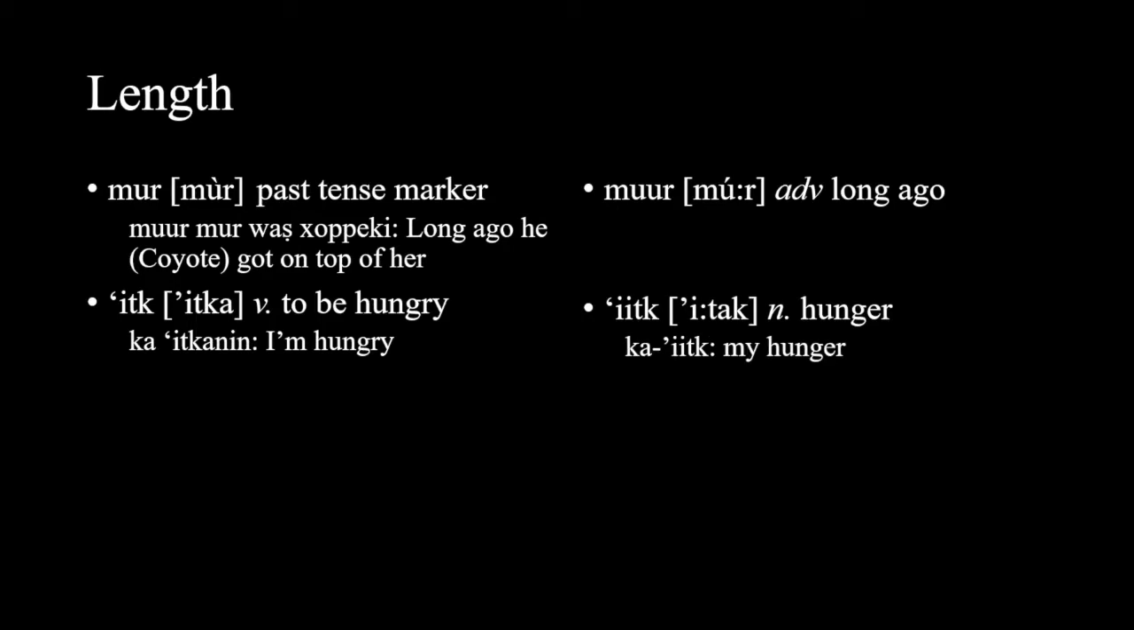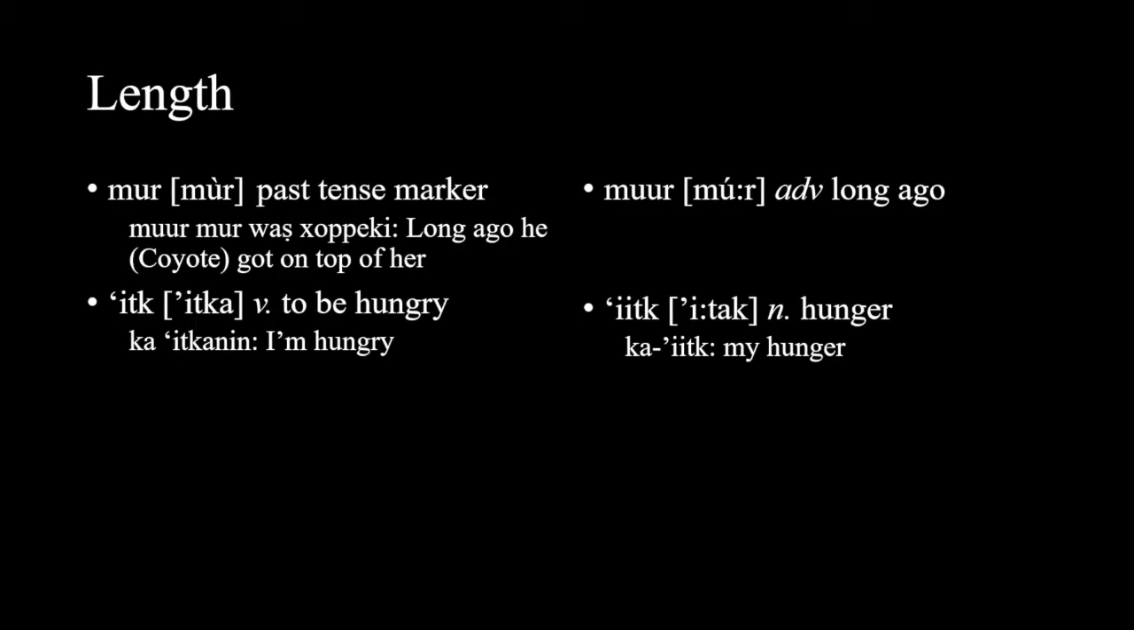So ka itkanin, I'm hungry. Ka iitiy, my hunger. So usually, since one's a verb, one's a noun, once you put it in a full sentence, you can really hear the difference if it's either to be hungry or hunger, because verbs have certain suffixes that go with it. Nouns have different suffixes that go with it. So once you put it in a full sentence, it's a lot easier to distinguish. But surface level, if you want to say to be hungry, you say iitiy, and hunger is iitiy.